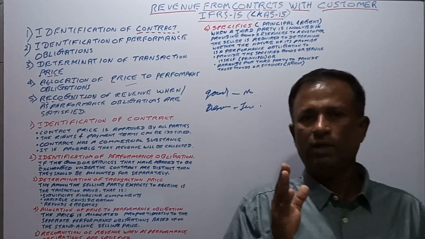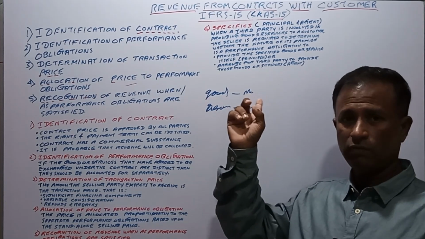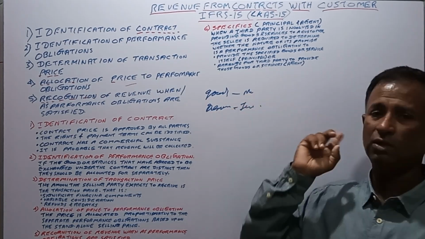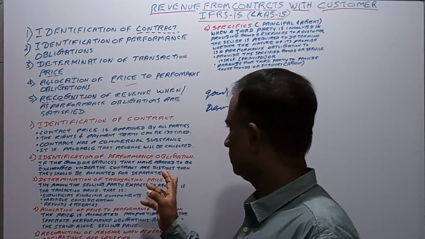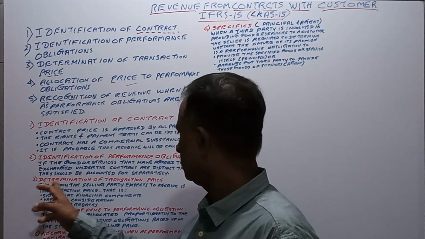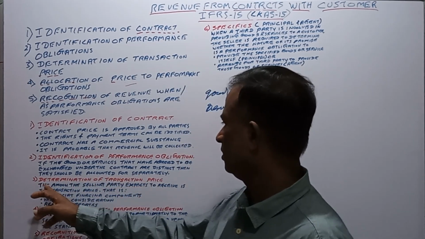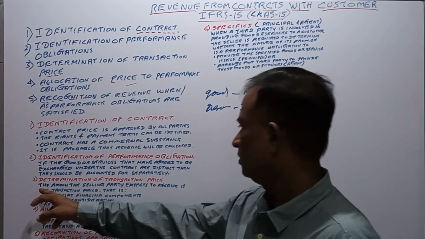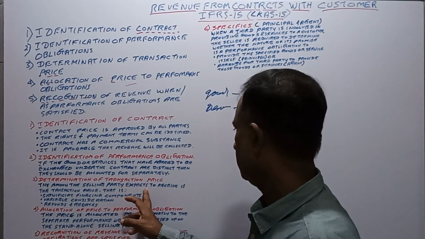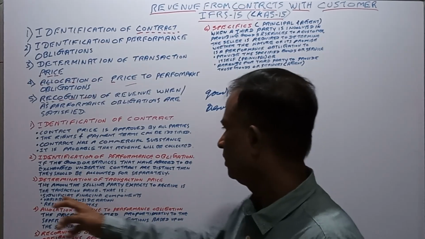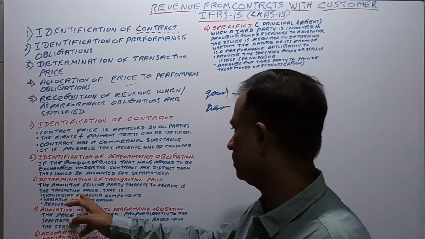The products. What are the goods? What is the value of the good? What is the price? So that is what they said: distinct. Determination of transaction price. The amount the selling party expects to receive is the transaction price.